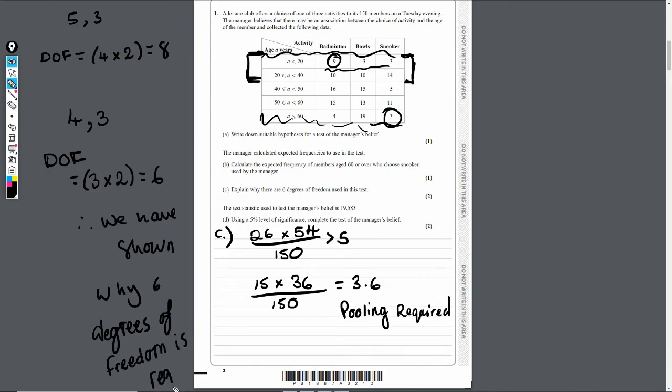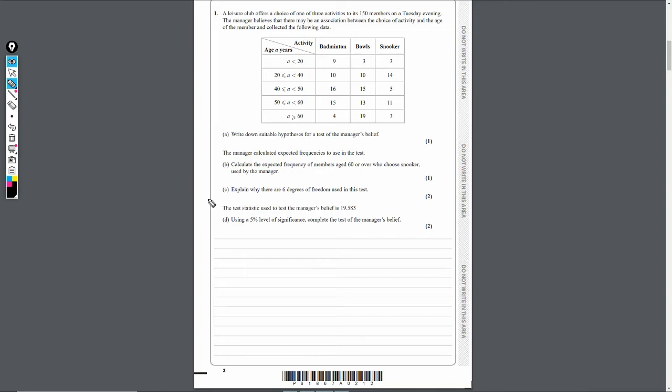Okay, so we're now on to the very last part of this question, and it gives us the test statistic, which is 19.583. We've just got to complete the test. We're given that it's a 5% level of significance, and we've already got the hypotheses, so all we've got to do is get the critical value. So test statistic 19.583, critical value. Just use your Edexcel formula book for this.